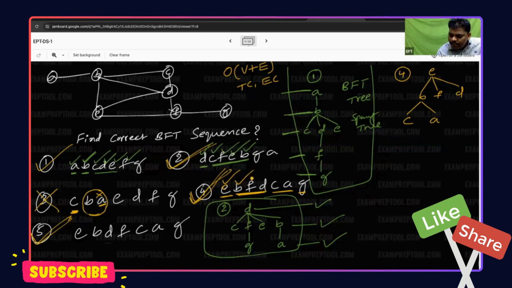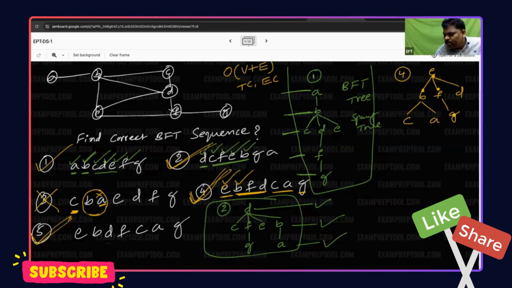What is F's adjacent? After B, next go to F. First I did E, E has three people. Then B, and B's adjacent two people I have written. Now go to F. Who is adjacent to F? See the graph and tell me. F is adjacent to E, D, G. E available? Yes. D available? Yes. G available? No. Because all people came, you can stop.